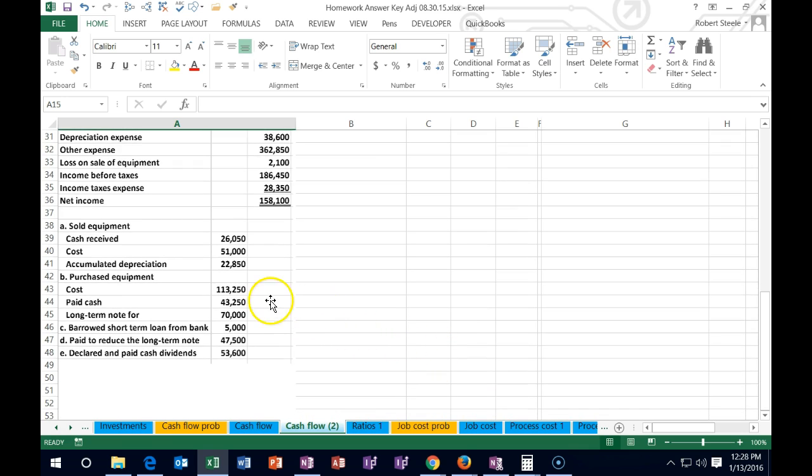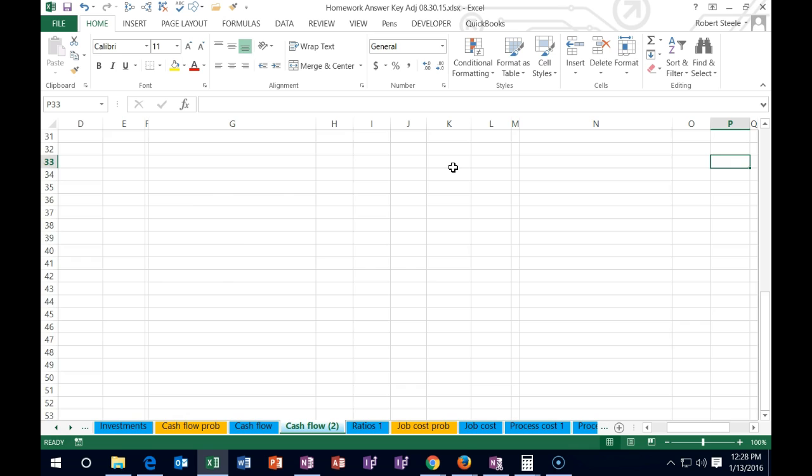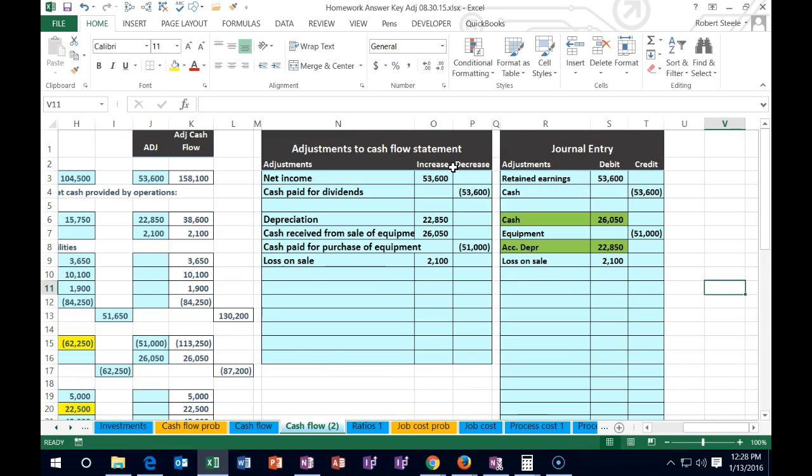So we purchased equipment for, in this case, the cost of $113,250, but we only paid $43,250 of cash. So when we think about a cash flow statement, we paid $43,250. The rest is part of that long-term note. So we have a long-term note of the $70,000. So we're going to need to put that information into our flow statement in some way. I'm going to think about the journal entry first and then think about where they should go.